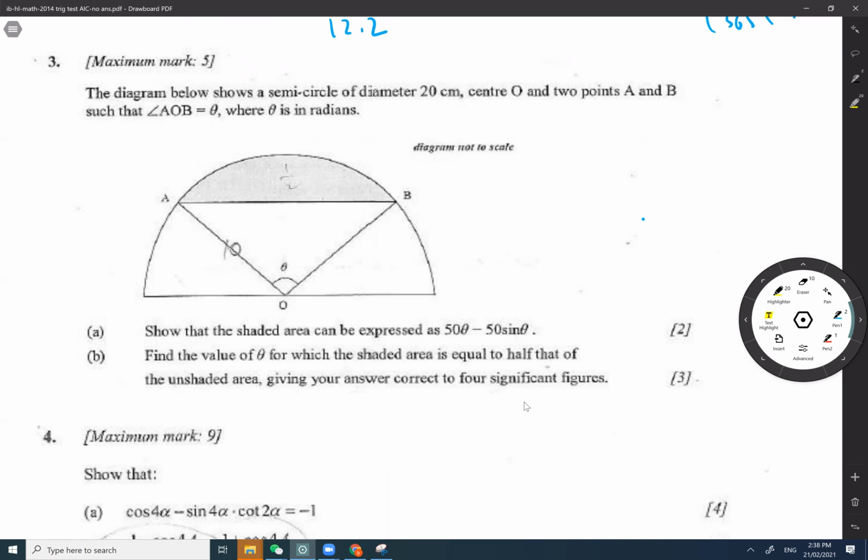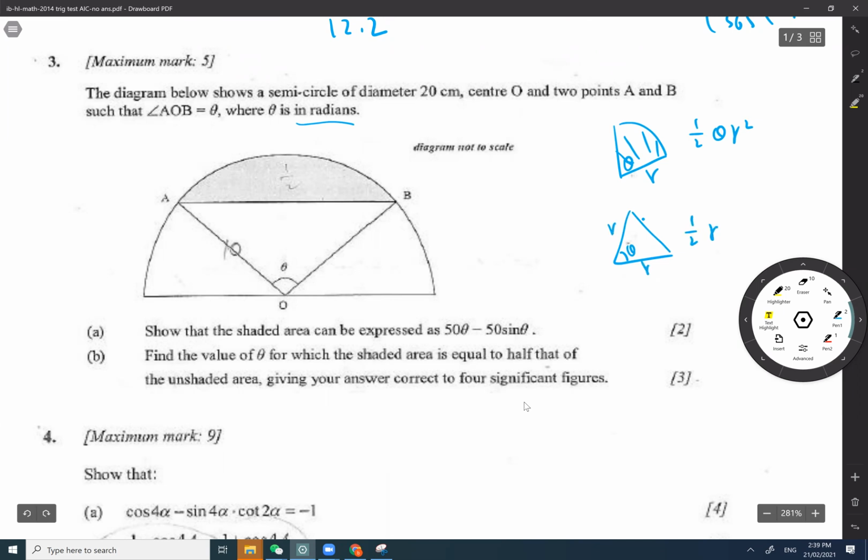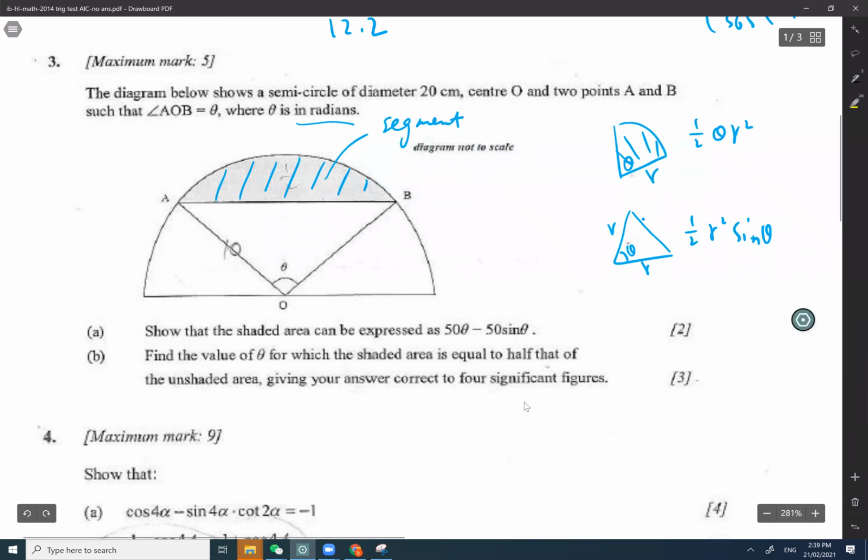In readings, we learn something. The area of a sector is half theta r squared, theta in radians. The area of a triangle in the circle is half r squared sine theta. This shaded part is called a segment, sometimes called a crown for a sphere. Yeah, that's the formula. Try.